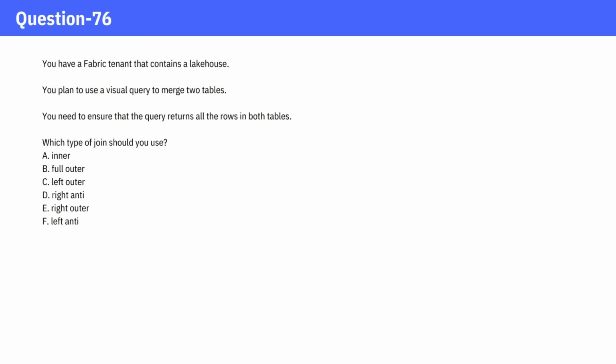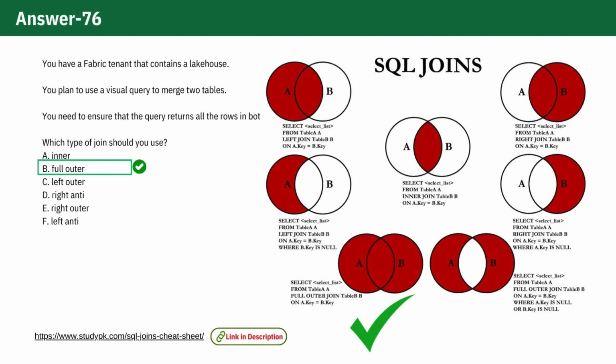Question 76. You have a Fabric tenant that contains a Lakehouse. You plan to use a visual query to merge two tables. You need to ensure that the query returns all the rows in both tables. Which type of join should you use? A. Inner B. Full outer C. Left outer D. Right anti E. Right outer F. Left anti. This is another simple T-SQL question. The correct answer is B, full outer join.